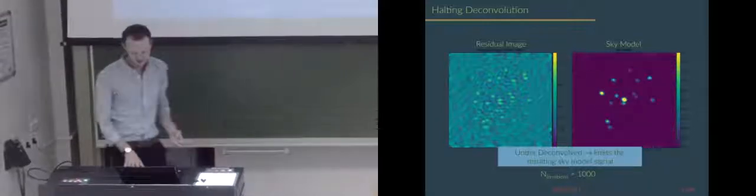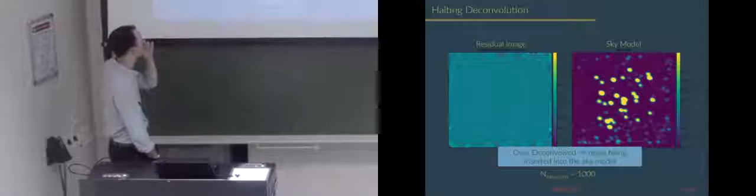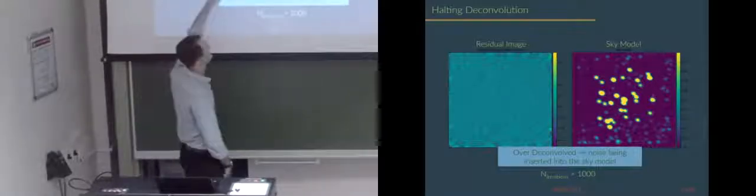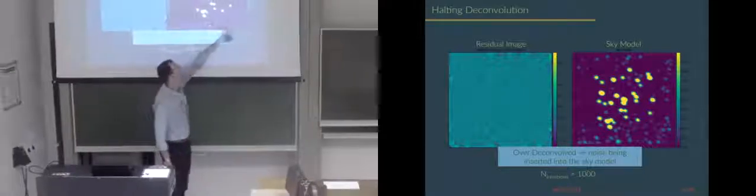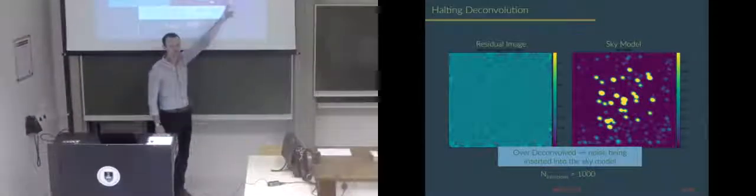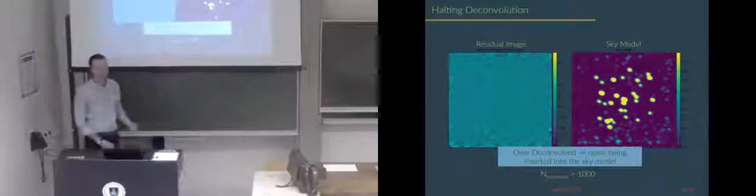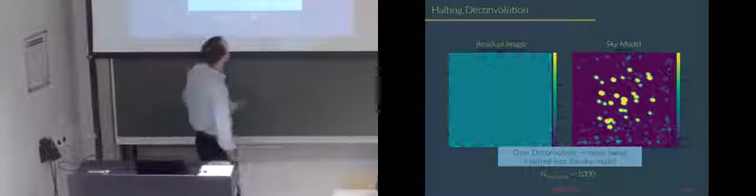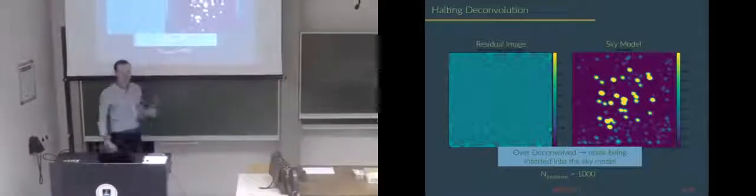So yeah, I mean, you can imagine if we kind of go to 1,000 iterations. If you go to 1,000 iterations, you definitely got all the flux of those sources out, but now you've also picked up a bunch of noise, right? So you've over-deconvolved. And that's not very helpful. That's actually not the point. The point is to separate the sky signal from the noise.